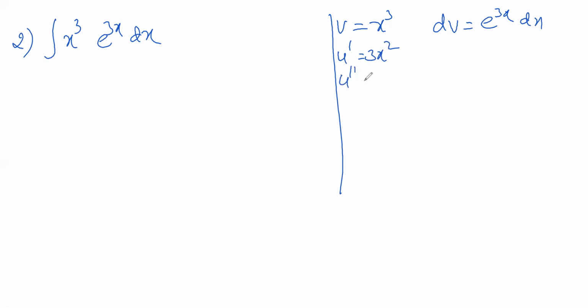Then you say what? u double dash is equal to 6x. Yes. Then u triple dash is equal to 6. Then u fourth differential becomes 0. So we stop differentiation till this.